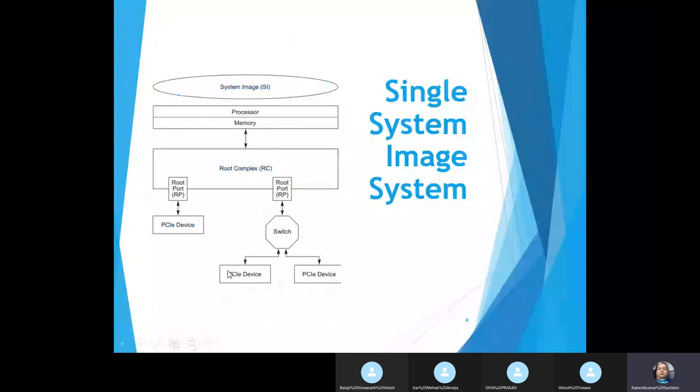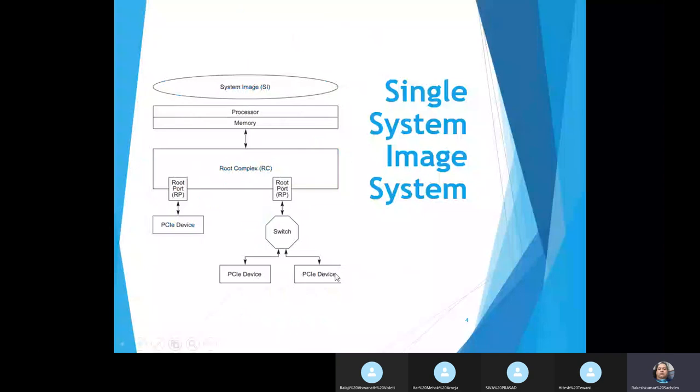We don't need more functions than that. If you have a single OS running, maybe Windows only, and one Intel processor, a single CPU, one memory controller, one root complex, and two root ports, we don't need any complex functionality in the PCIe devices. So this was the previous requirement. The initial platforms were like this, with a single OS and single CPU.